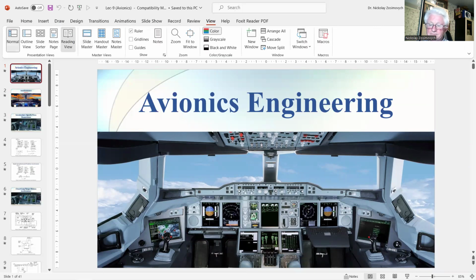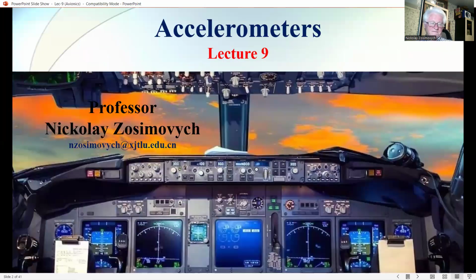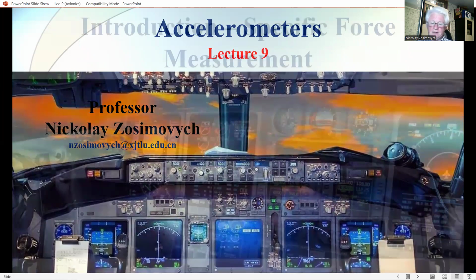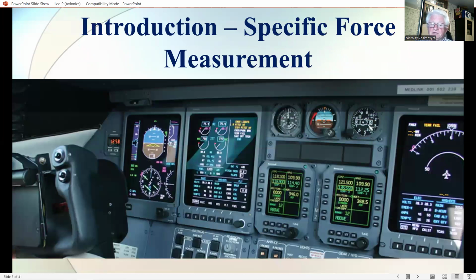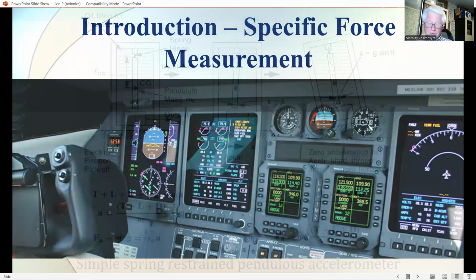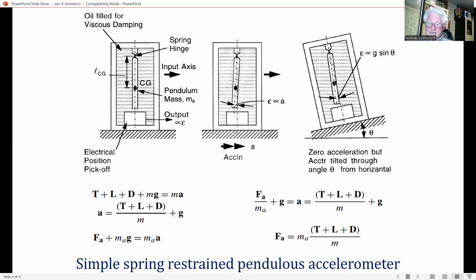Today's lecture number 9 topic is accelerometers. The acceleration of a vehicle can be determined by measuring the force required to constrain a suspended mass so that it has the same acceleration as the vehicle on which it is suspended, using Newton's law: force equals mass times acceleration.